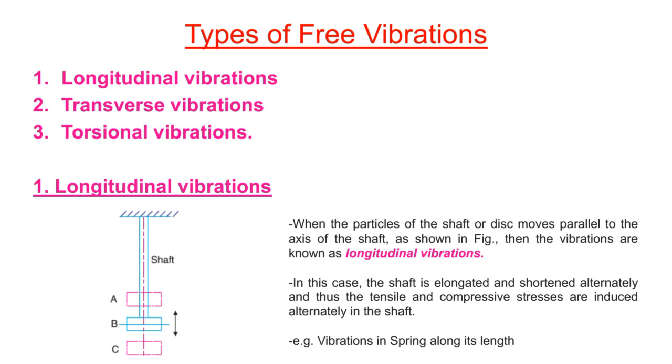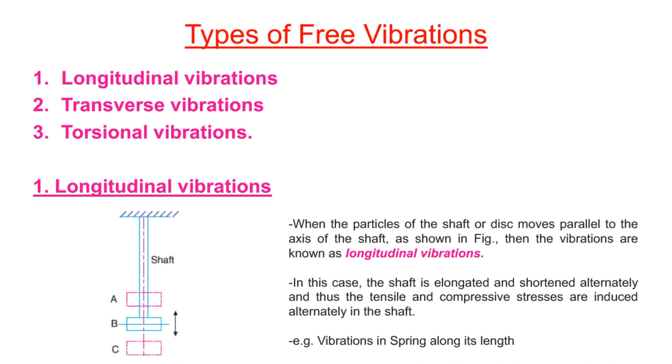We have seen what is free vibration. When there is no external force acting on a body after giving an initial displacement, then the body is said to be under free or natural vibrations. Now, the types of these free vibrations are basically longitudinal vibration, transverse vibration, and torsional vibration. We will see them one by one.